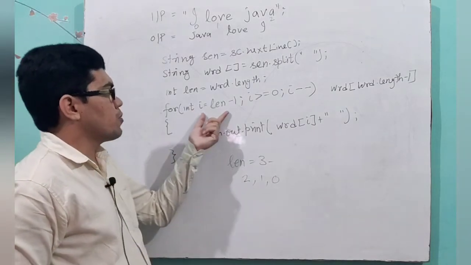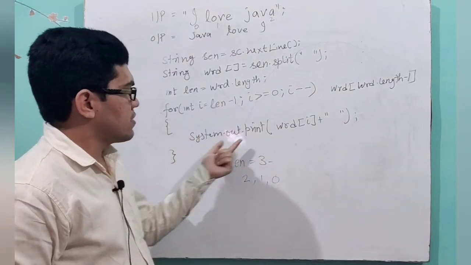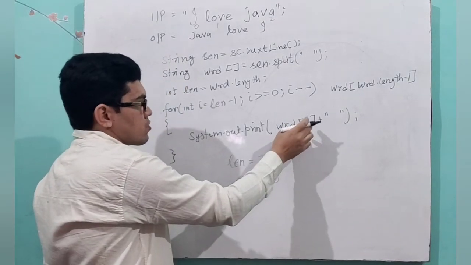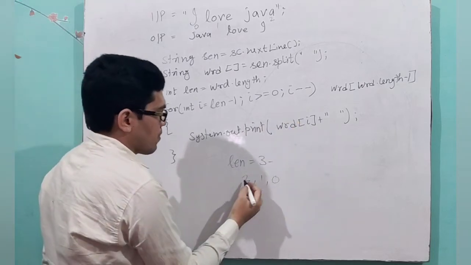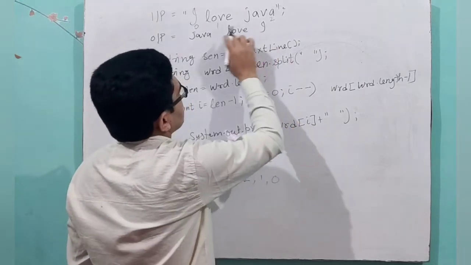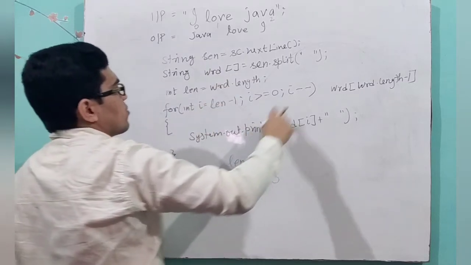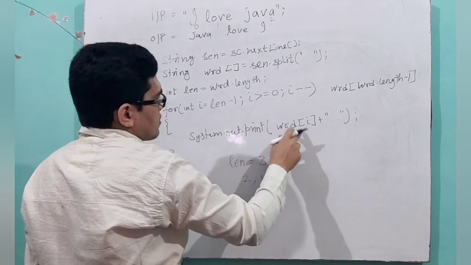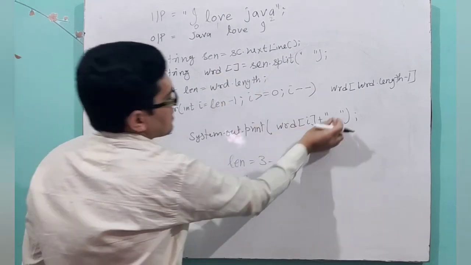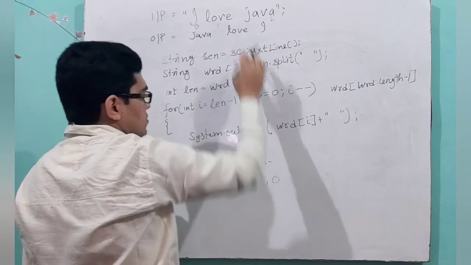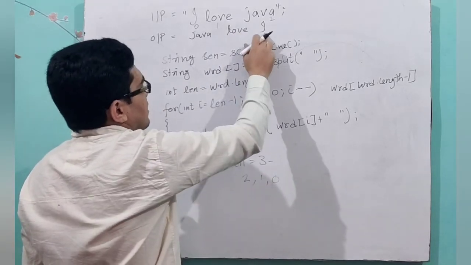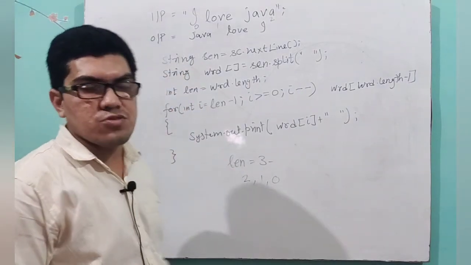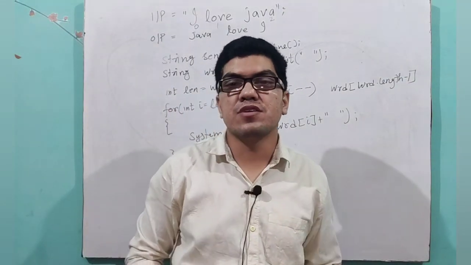When the loop runs the first time, i is 2, so first it will print word 2. Word 2 is what? Java. Then the value of i will decrease by 1 and it will be 1. Then it will print word 1, leaving a space. Word 1 is love and then word 0 is I. So like this it will print. Okay students, this is the very basic concept that you must know.